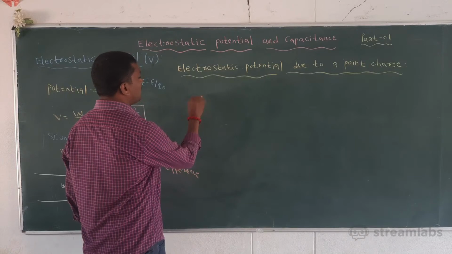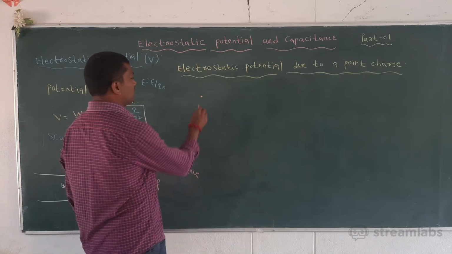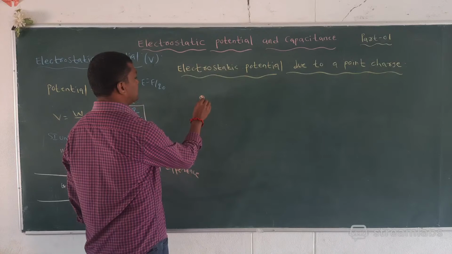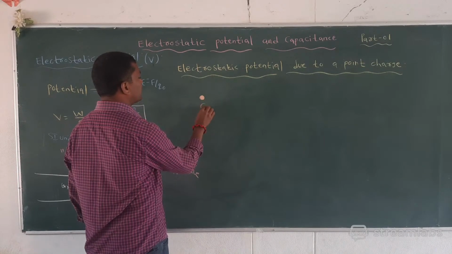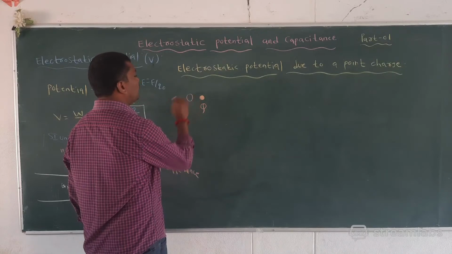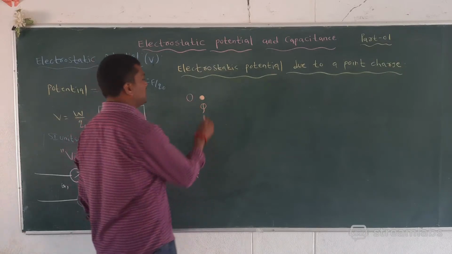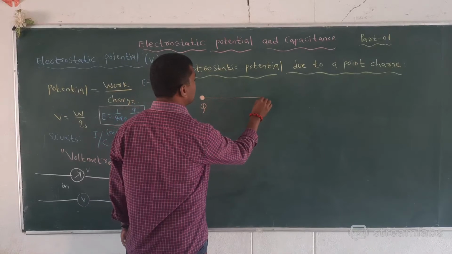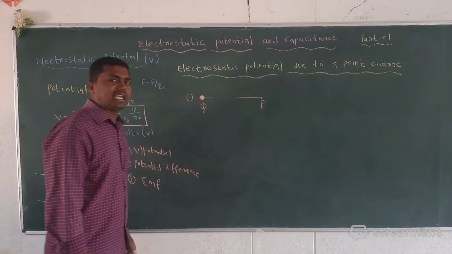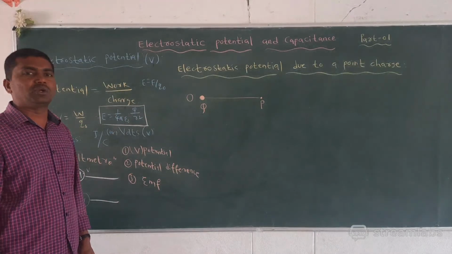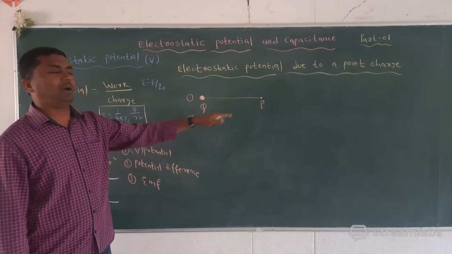So this is the point charge. This point charge is represented by Q at point O, and at a distance we can take the test charge. It will be represented by point P. Now we can calculate the electrostatic potential due to plus Q charge at point P.